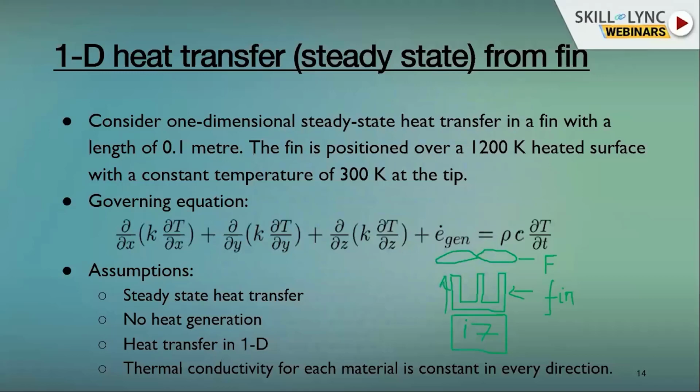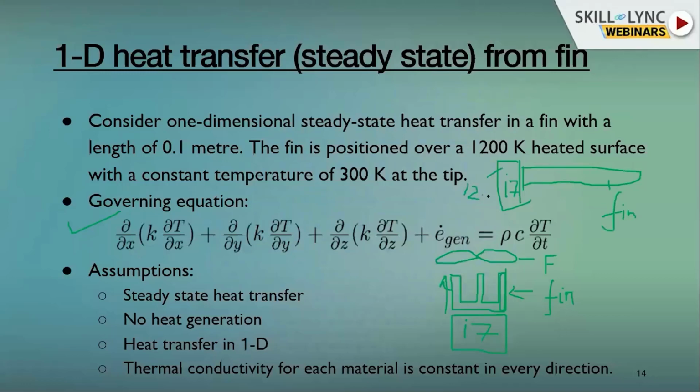So don't worry about the equations and all, just understand the idea. In this problem we are going to consider just one single plate, not the full assembly. So let's say here is your Intel processor i7, and there is a fin. Let's say your computer is working and the temperature of that processor goes to 1200 Kelvin.